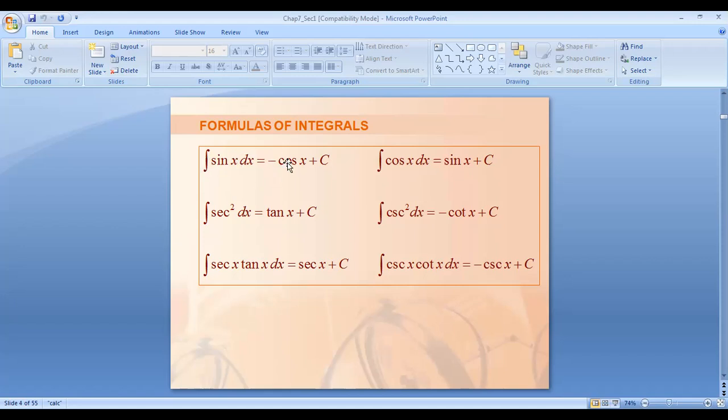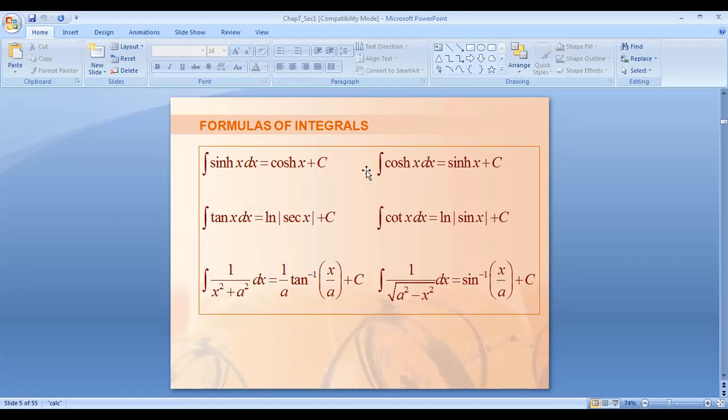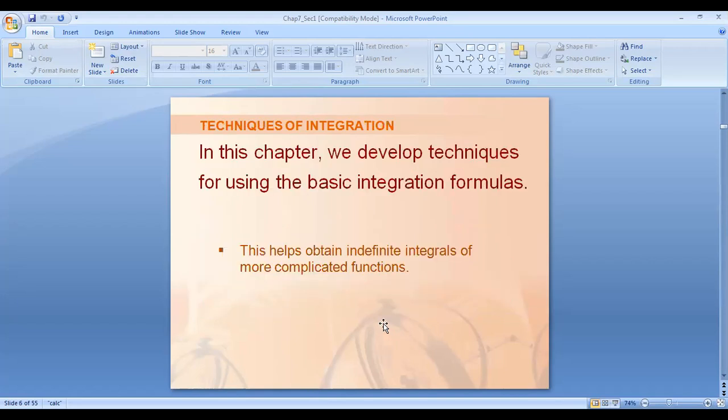The integral of sin x is minus cos x, and the integral of cos x is sin x. The integral of sec square x will be tan x. The integration of cosec square x will be minus cot x, the integration of sec x tan x will be sec x, and the integration of cosec x cot x will be minus cosec x. So we can use these formulas for finding integrations.